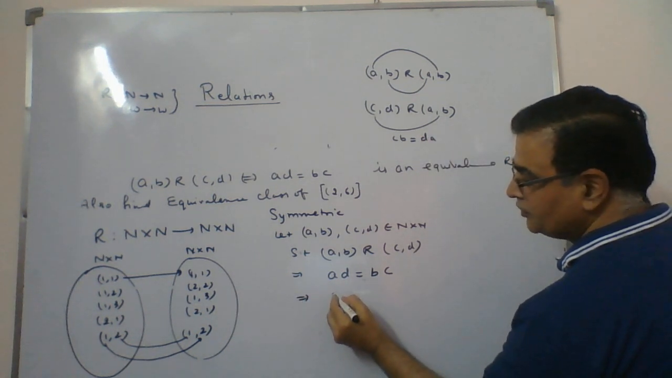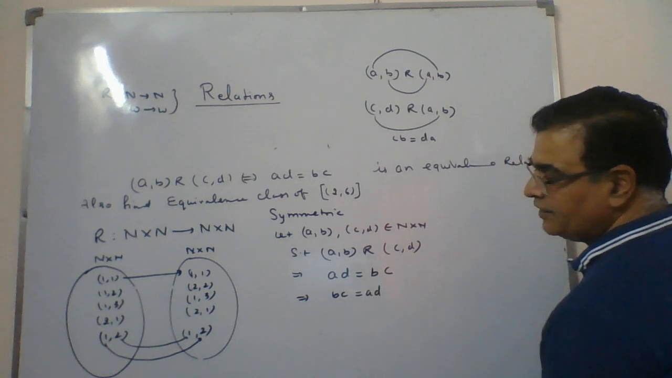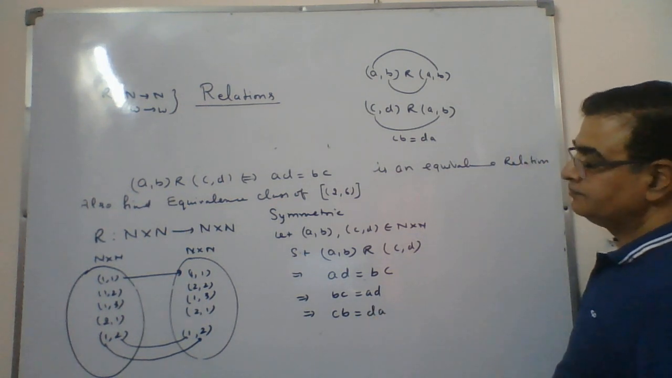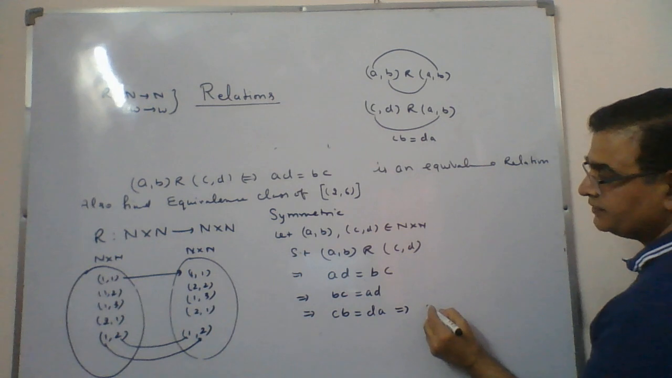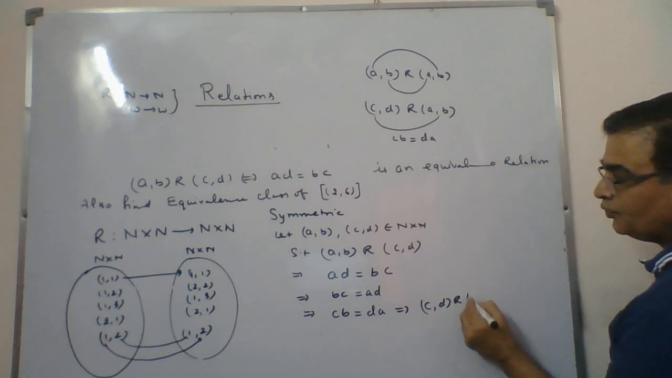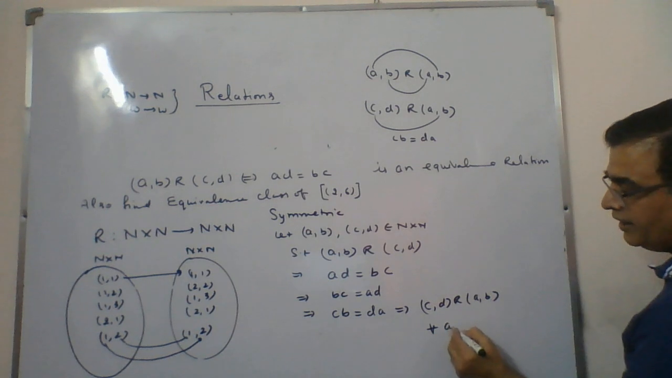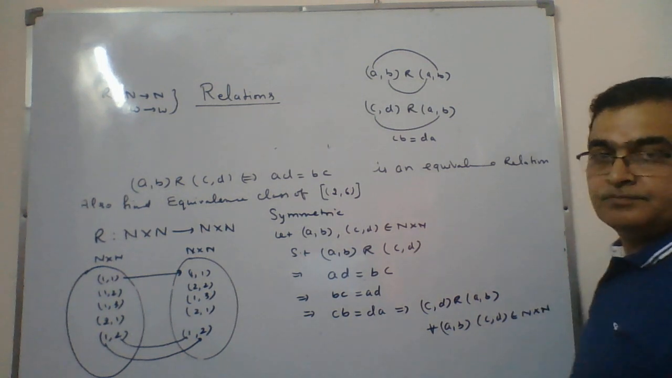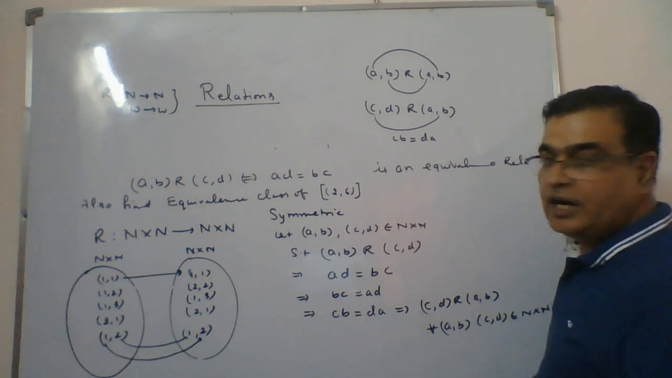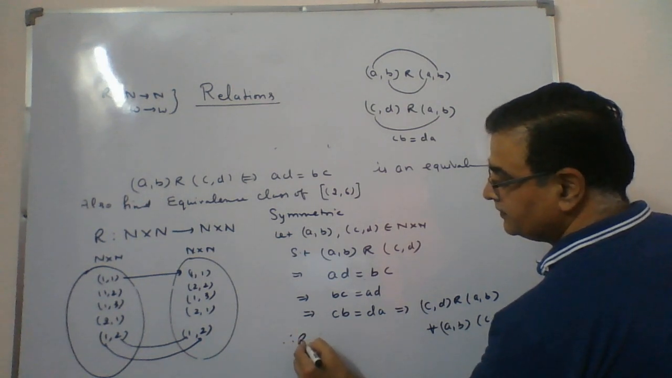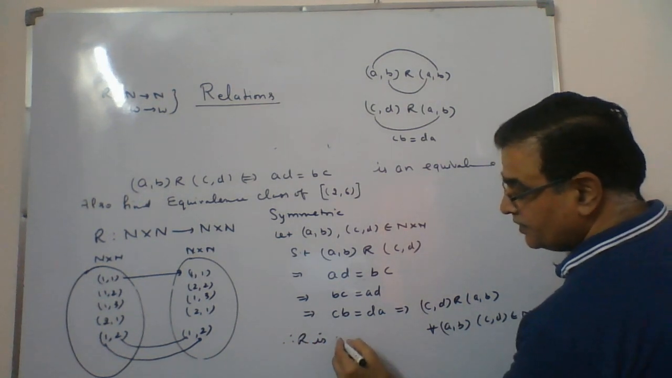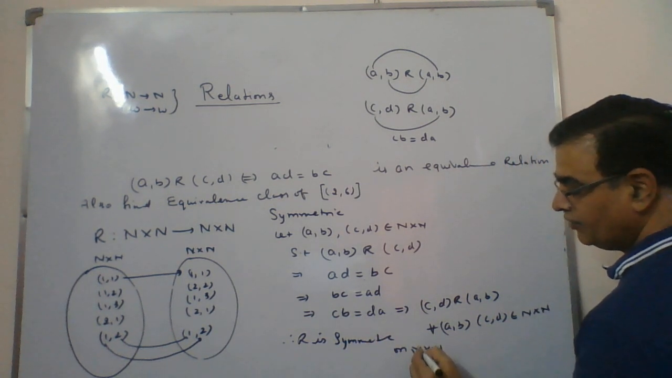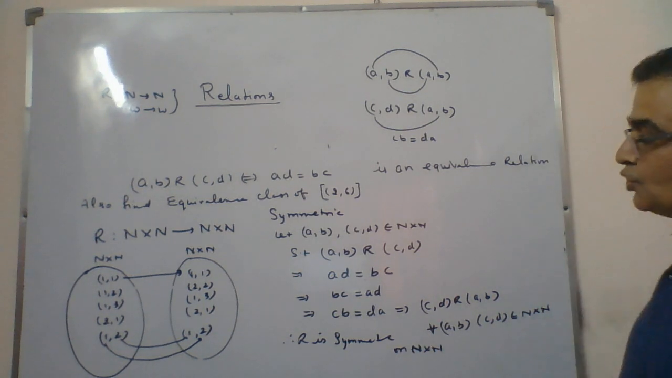Yes, because they are natural numbers, so bc is equal to ad, we write first, and then cb comes out to be da. And if this comes, what does it mean? It says that (c,d) relates with (a,b) for all (a,b) and (c,d) belonging to N cross N. And clearly, therefore, R is symmetric on N cross N. So it is symmetric also.